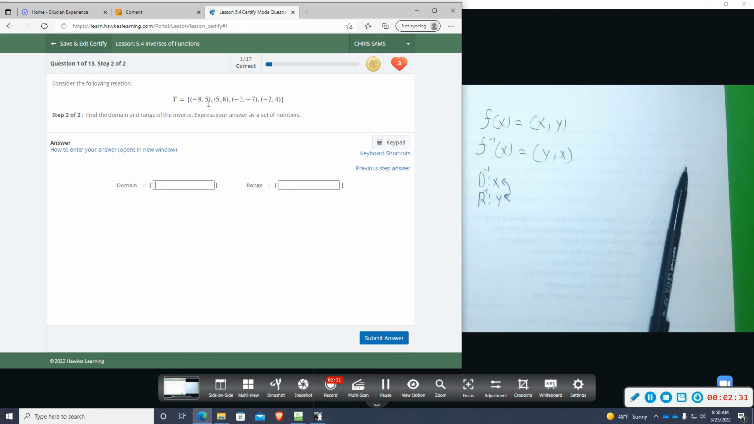So when I do domain, I'm now looking at the y values instead of the x values because that's getting switched. So my y values are 5, 8, negative 7, and 4. And then for my range, for the inverse, I'm now doing the x values because they also get flip-flopped. So negative 8, 5, negative 3, and negative 2. So all you're doing when you have a set of ordered pairs is changing x and y, just switching everything up.